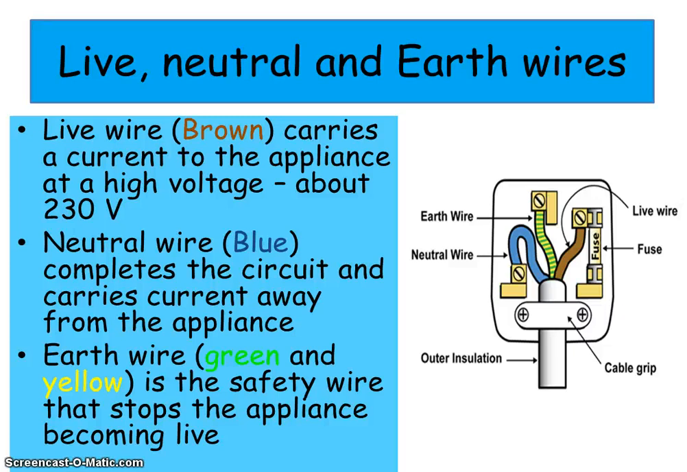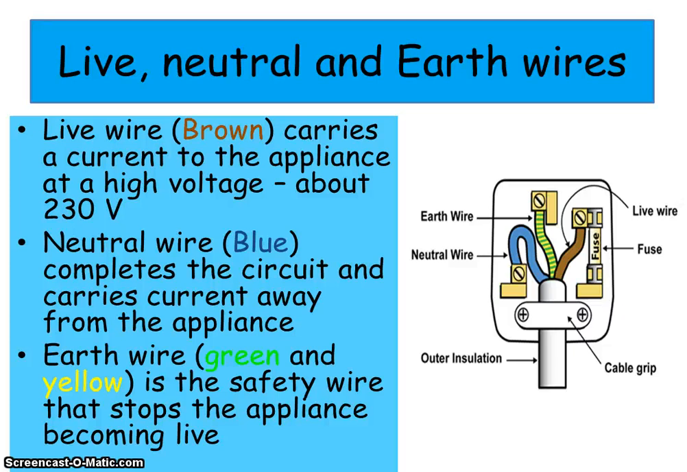And then lastly, the wire at the top, the green and yellow, you must put both colours, is the safety wire that stops the appliance becoming live, and this helps to take away the excess charge. The other thing you'll notice there is the fuse. Now the fuse has a very thin piece of wire running through it, and if too much energy goes into the appliance, then that fuse will break, so that your appliance doesn't become damaged.